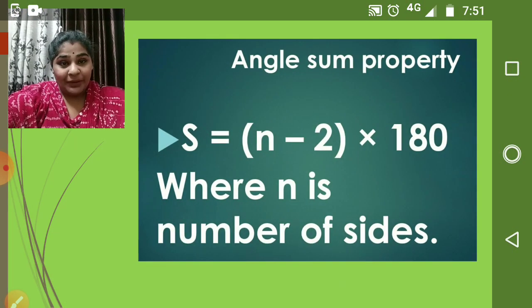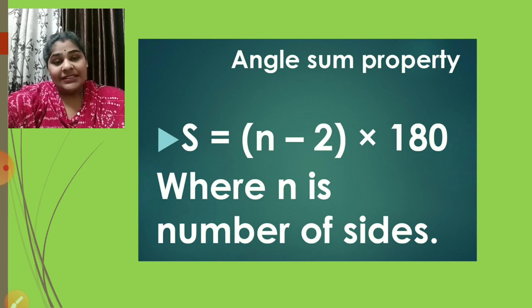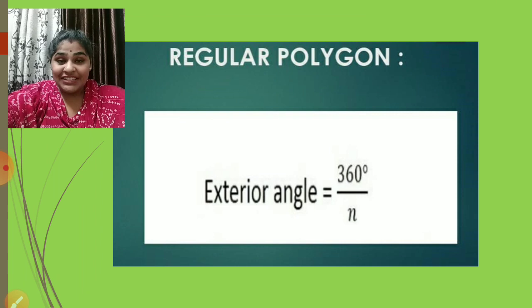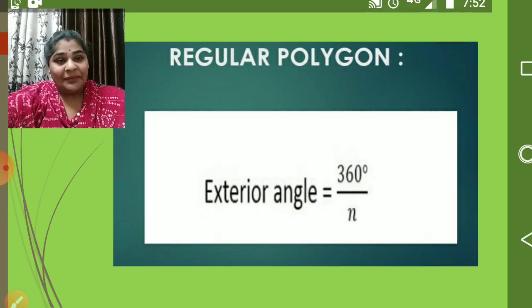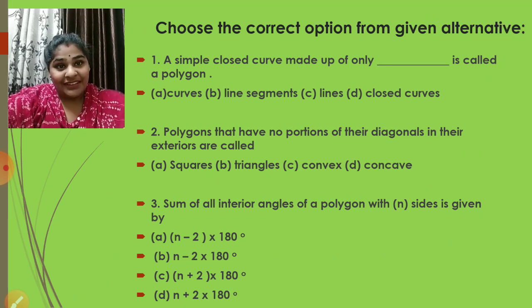This angle sum property we have already seen. It is S is equal to (n minus 2) multiplied by 180 degrees, where n is the number of sides. In a regular polygon, the exterior angle is equal to 360 degrees upon n. These are also very important formulas we have already studied. Now let us see what type of questions can come.